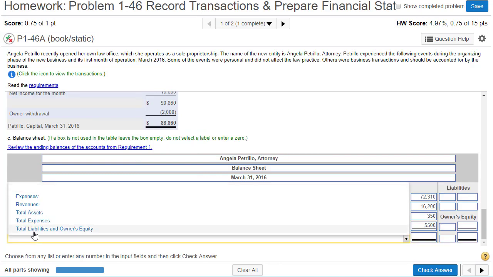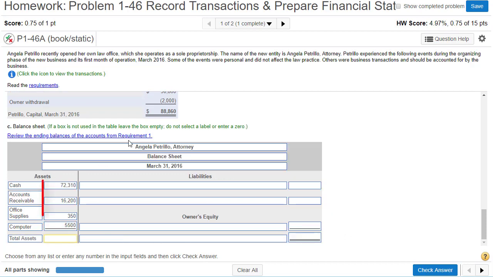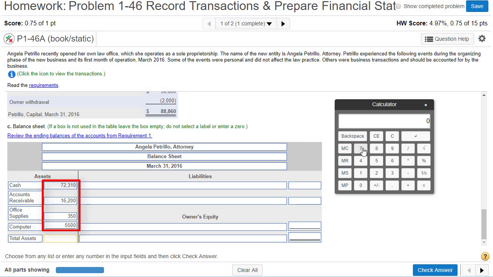So now what we're going to do is total up the assets. So we're going to add these four numbers. So we've got 72,310 plus 16,200 plus $350 of office supplies, then that $5,500 computer gives us total assets of $94,360. And of course, if I click here in this cell and then hit this arrow, it shoots the number over so I don't accidentally mistype it.